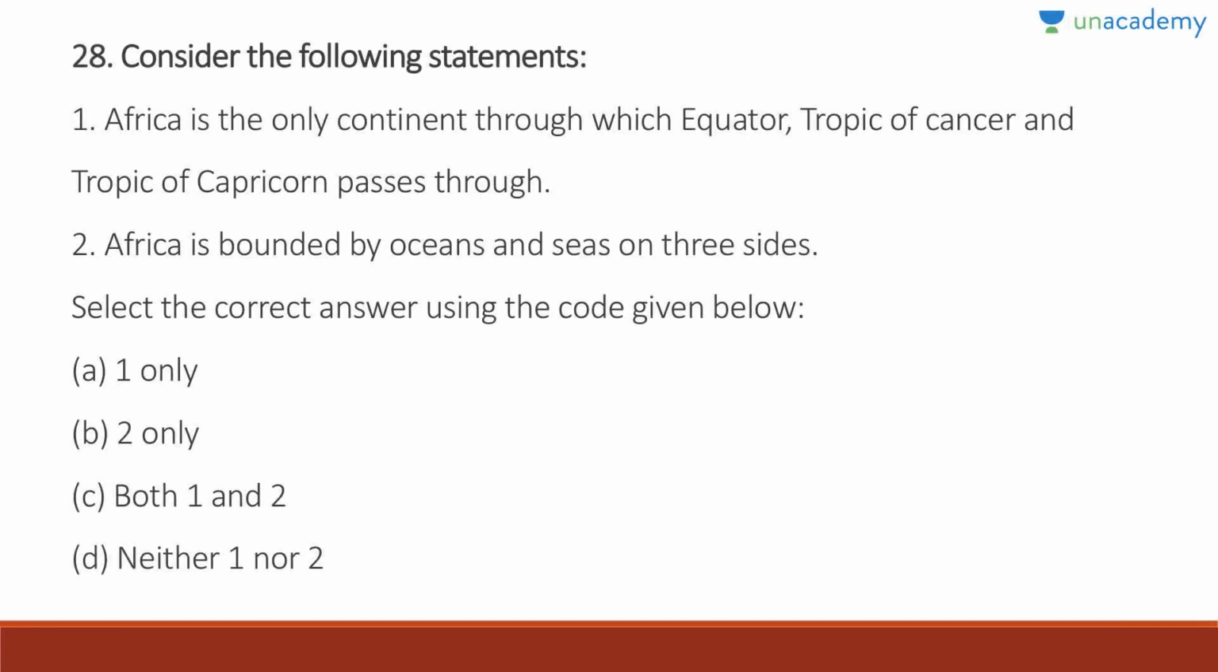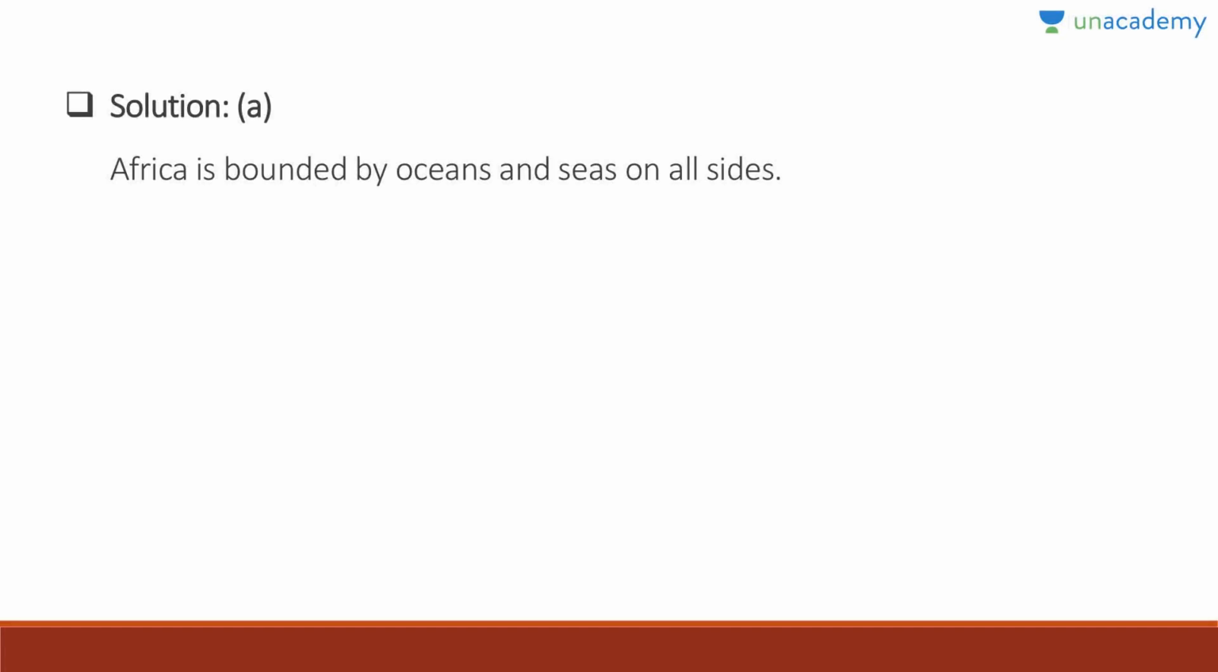Question number 28. Consider the following statements. Africa is the only continent through which the equator, Tropic of Cancer, and Tropic of Capricorn pass. This is 100% correct. Africa is bounded by oceans and seas on 3 sides. This is wrong. It is bounded on all the 4 sides. So answer here is A, 1 only. So Africa is bounded by oceans and seas on all the 4 sides.